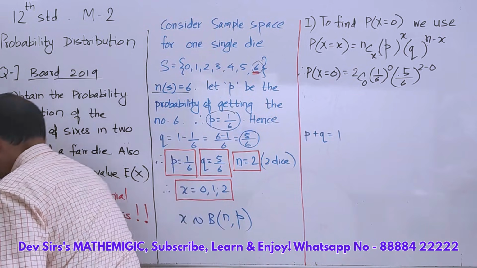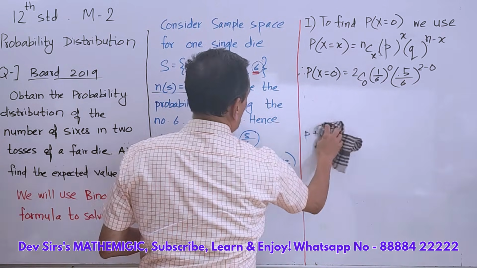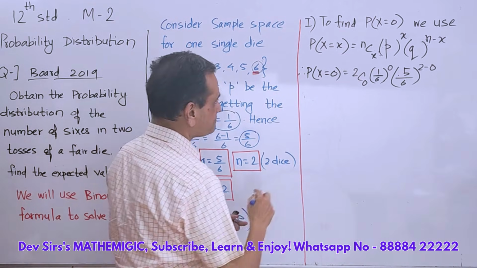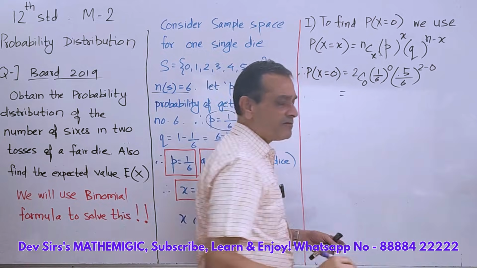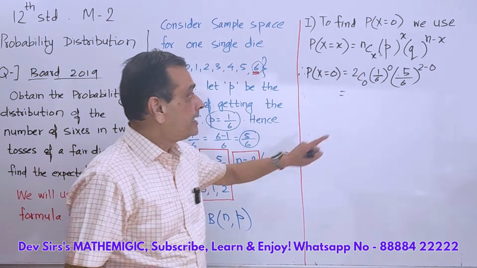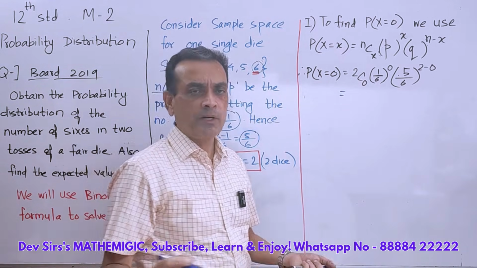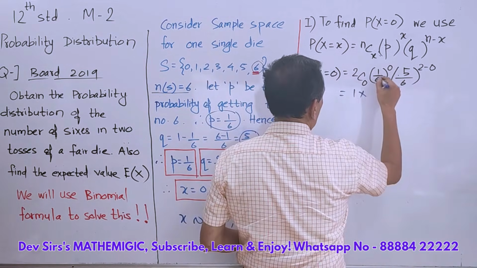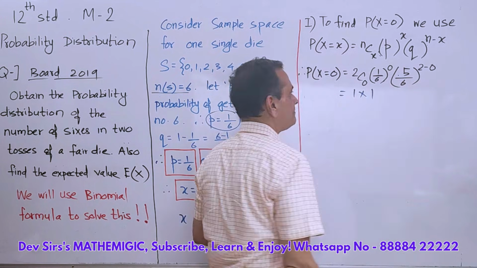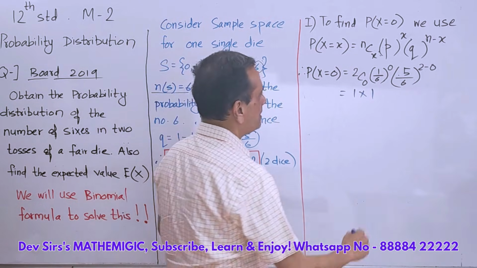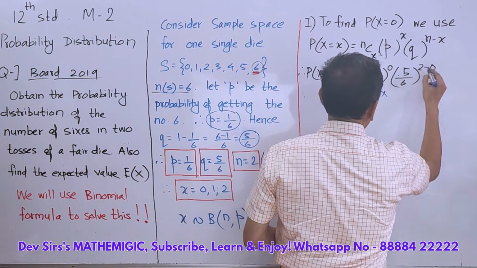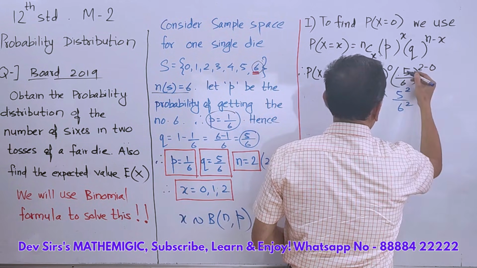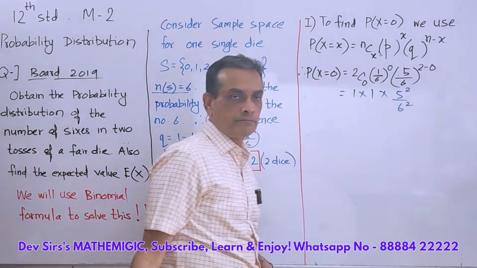Now how do you calculate? Remember, we have seen this in class also. Basic formula. nC0 is 1. Any number, 10C0, 5C0 is taken as 1. Any number raised to 0 is again 1. These are basic rules. 2 minus 0 is 2. So it is 5 squared upon 6 squared.